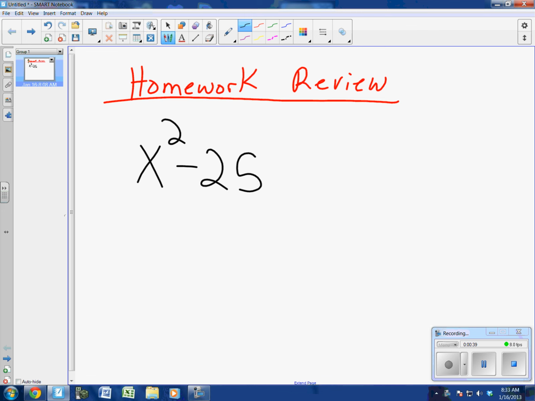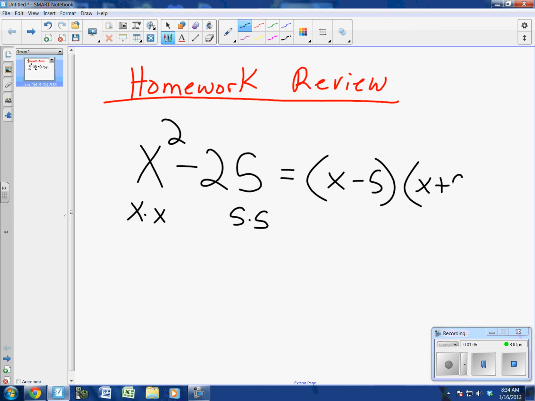Last time I talked to you guys about perfect squares. Is x squared a perfect square? Yeah, because x times x makes x squared. Is 25 a perfect square? Yeah. So this one's x times x, and this one's 5 times 5, right? And is it a difference? Yeah, it's a minus sign, right? And so we call this a difference of two squares. It actually factors to be x minus 5 times x plus 5.